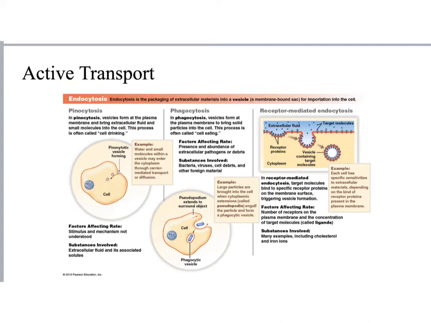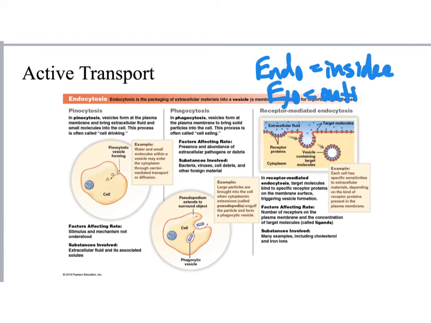endocytosis. So the term endo means inside, right? And the term exo means outside. And cytosis just means cell. So if we have endocytosis, that means we want to bring things inside the cell. If we have exocytosis, that means we are expelling things from the cell to the outside of the cell.